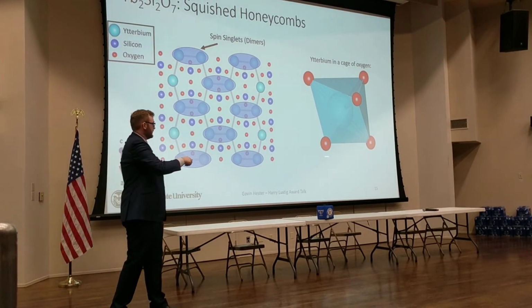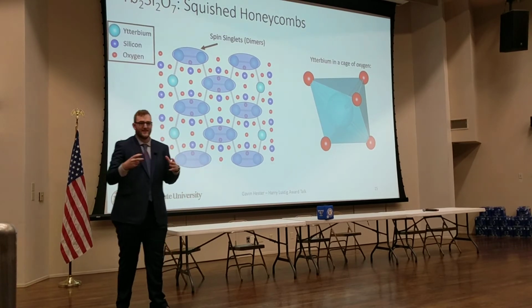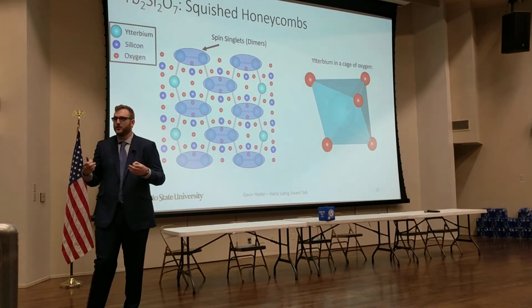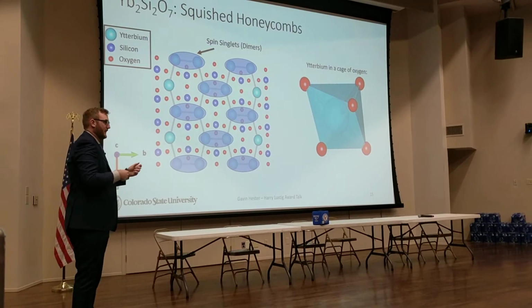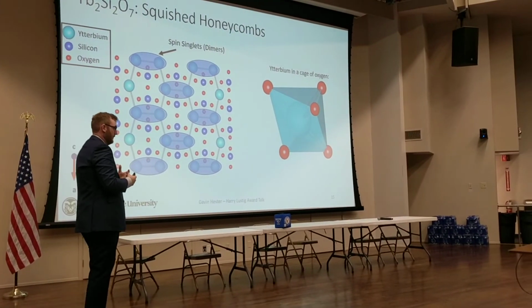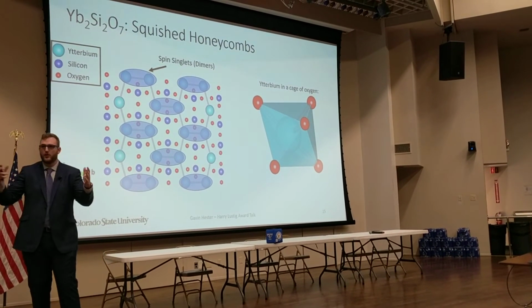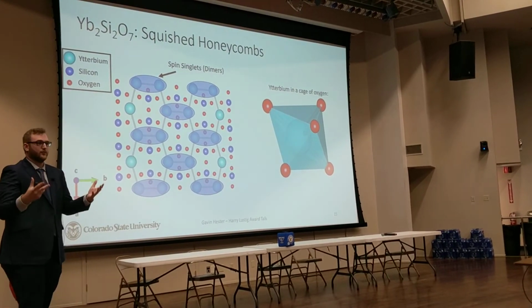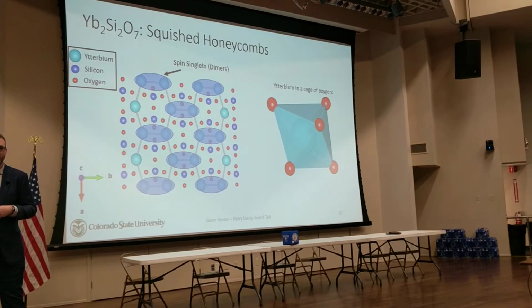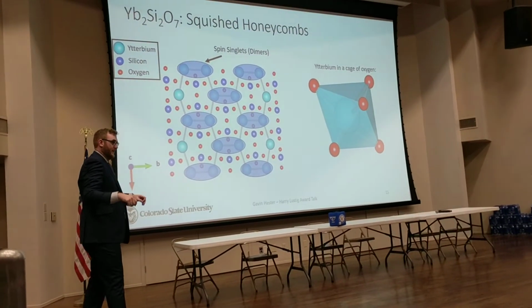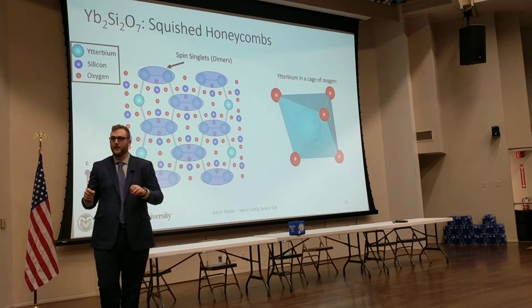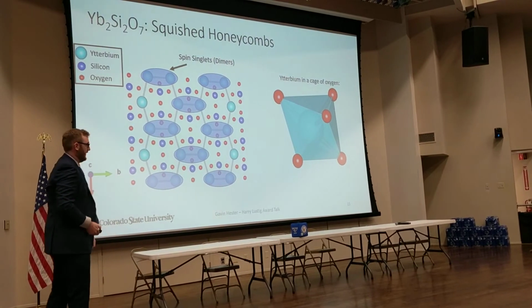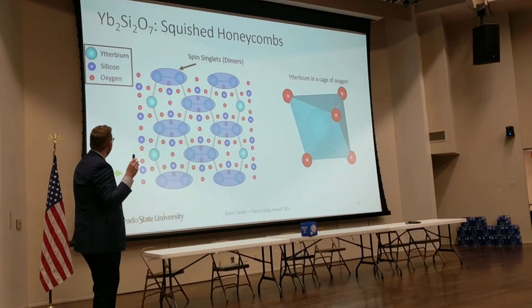Another important feature of this crystal structure is that the ytterbium sits inside a cage of oxygen. The oxygen is charged -2, and you can think that it pulls on the orbitals of the ytterbium, breaking the degeneracy of its large total angular momentum ground state, giving you a ground state doublet that we can treat as a spin 1/2 at low enough temperatures. So everything I'm going to show you today is going to be talking about ytterbium as a spin 1/2. But if you have more questions about how that works, I'd be glad to answer them.